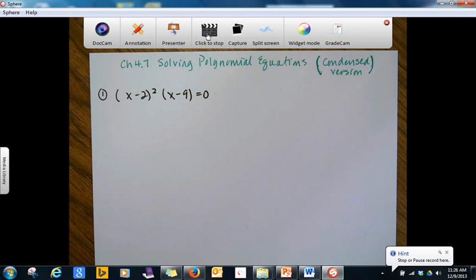Now, although you're not completely aware of what the graphs of all of these equations or functions look like, eventually you will be. So this is a skill that you need to master, factoring and solving.